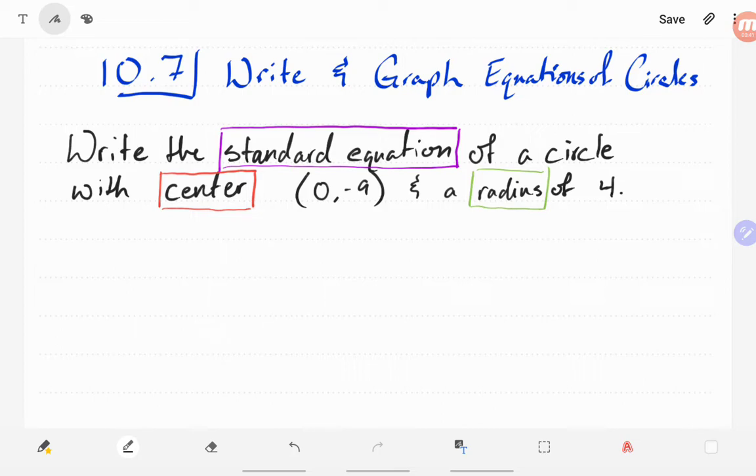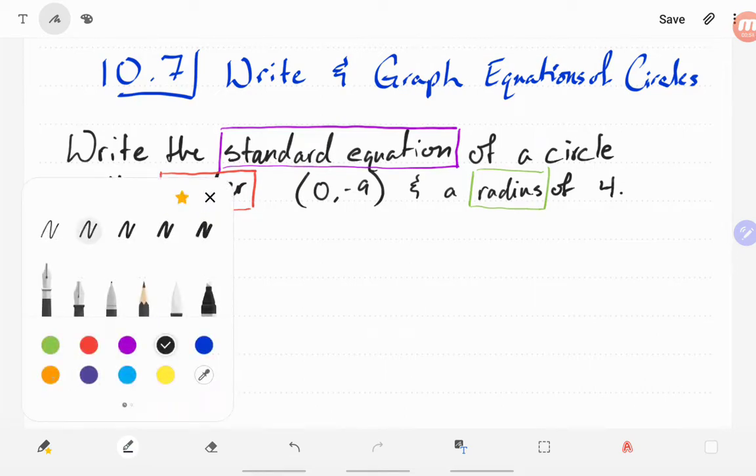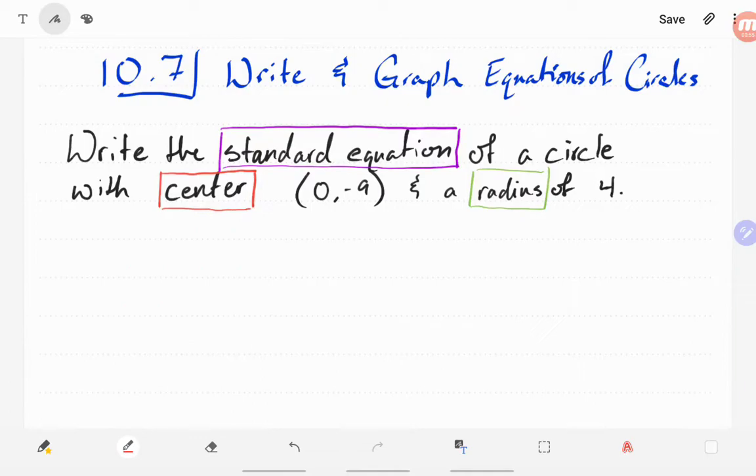So to write the standard equation, and I've got that in purple there, of a circle, all you need is the center and the radius. That's it. All you need is the center and the radius. Now, when we look at the center of a circle, we represent this with H and K. We write the center of a circle as HK.